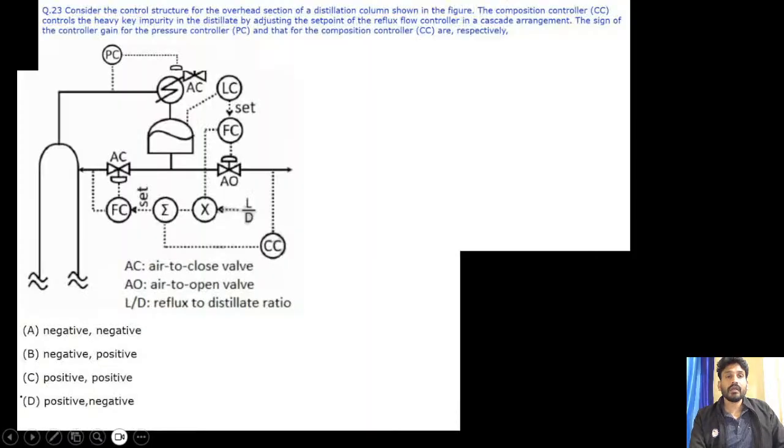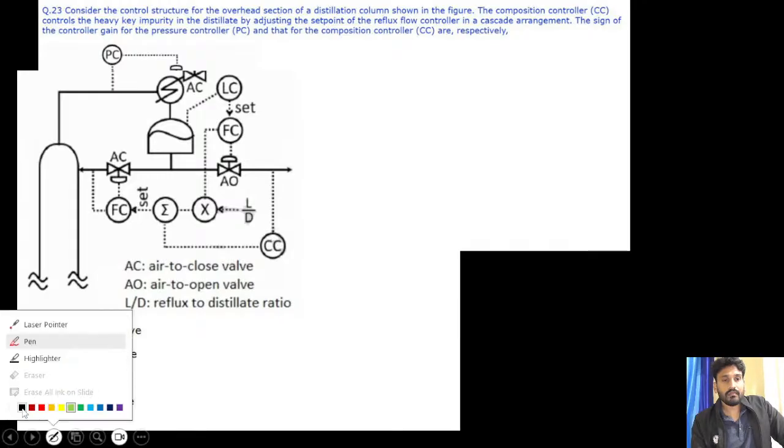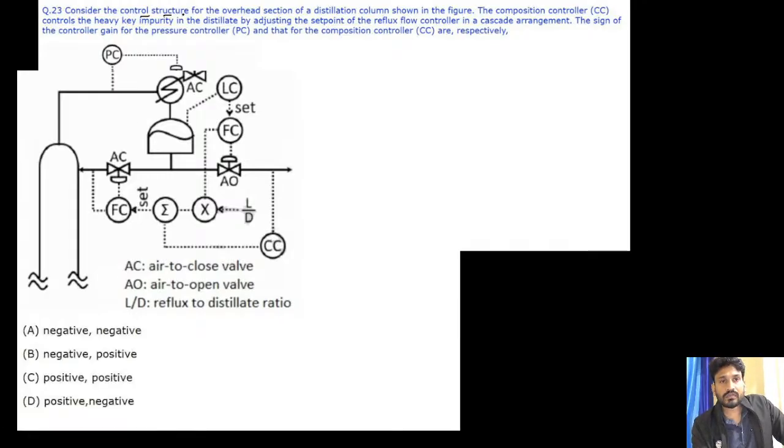ओके, नाउ ये क्वेश्चन भेजा मुझे. चलिए देखिए, इस क्वेश्चन को भी देखते हैं क्या है. ये क्वेश्चन आई थिंक मैंने डिस्कस किया था क्लास के अंदर, बट चलिए स्टिल करते हैं, कोई बात नहीं. देखो, so the question is about considering the control structure. Consider the control structure for the overhead section of a distillation column.